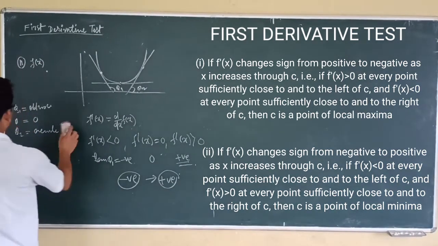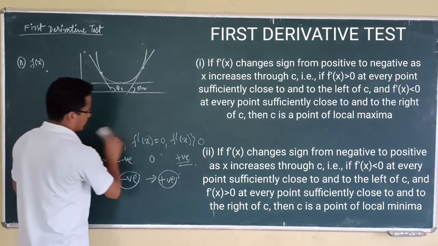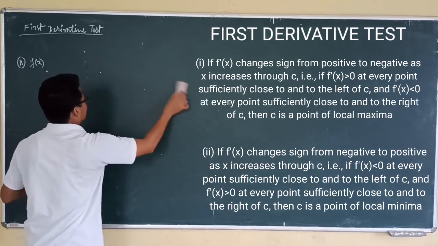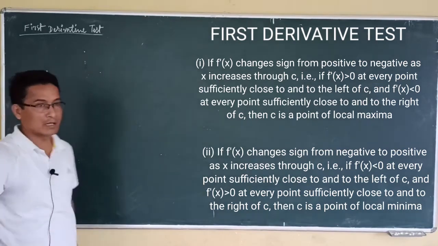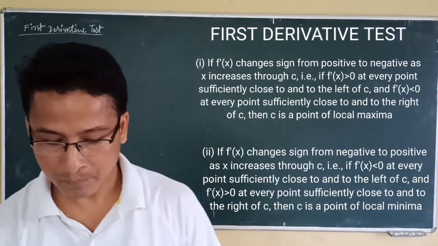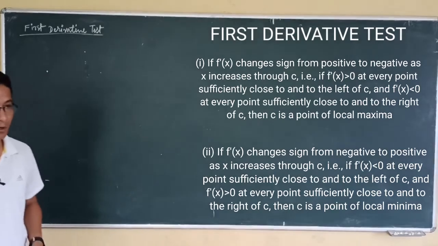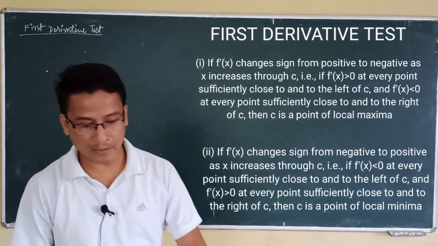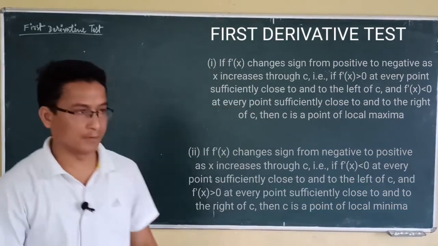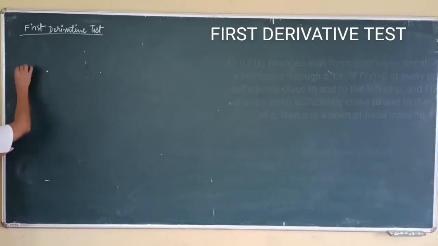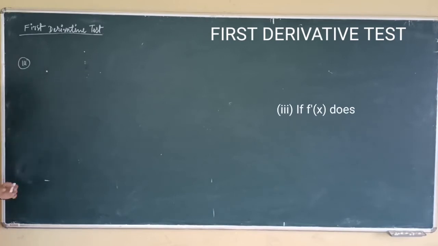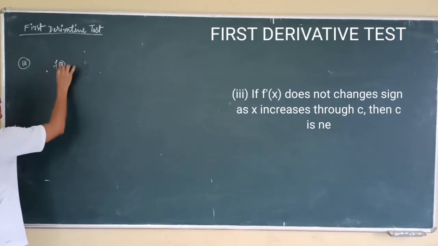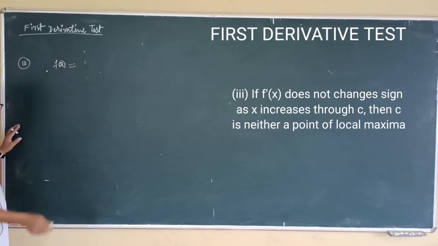Now in every function we will not get the maximum and minimum value. Sometimes the function does not have a maximum or minimum value, in that case we will call that point of inflection. So here let's see number 3. In number 3, the function f is some curve like that.